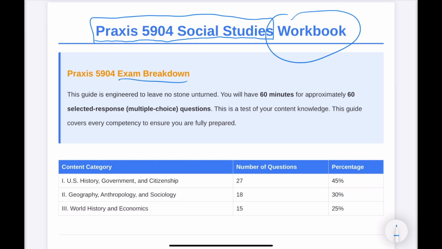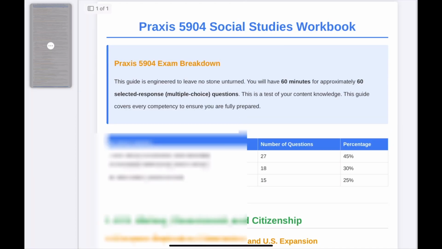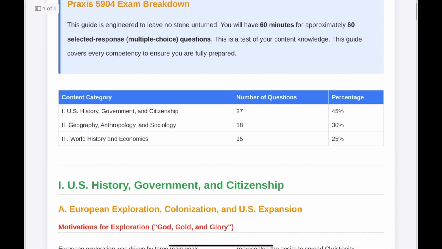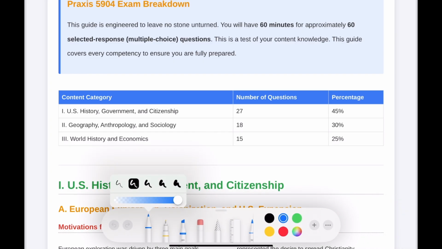Remember, for this test, you will have 60 minutes to complete 60 multiple choice questions. That's 1 minute per question. And now let's go ahead and double check the content that you can expect to receive when taking this exam.